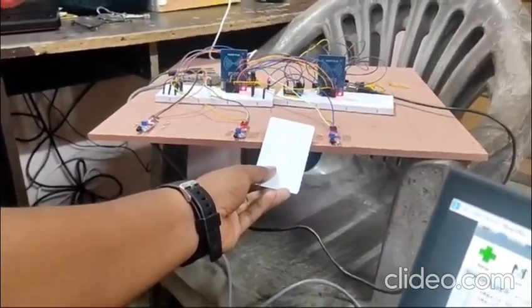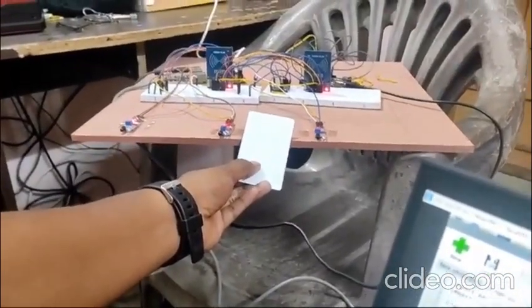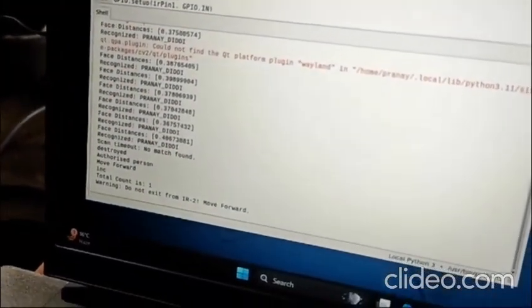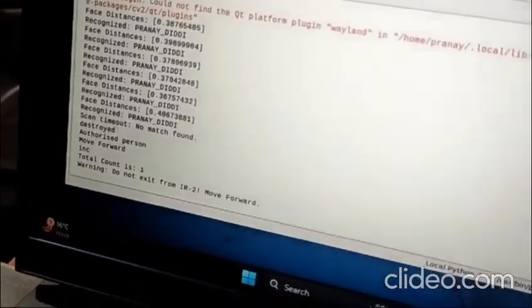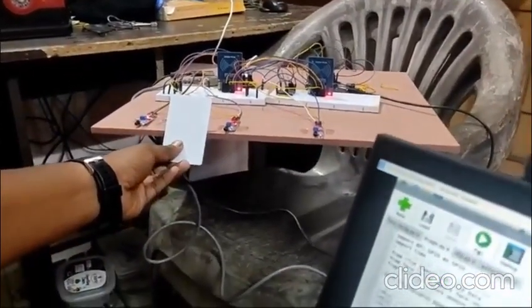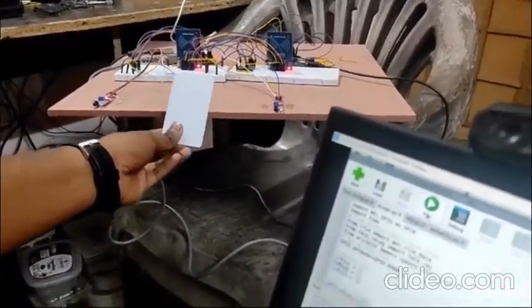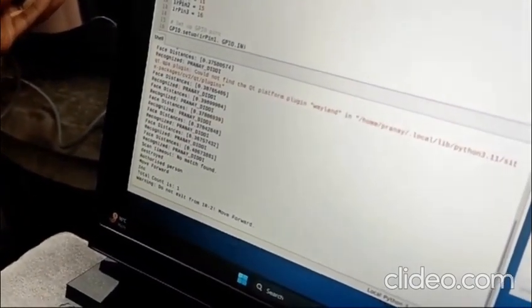But if this person does any malpractice, like going from the backside, backtracking through IR sensor 2, there is a first warning that says do not exit from IR sensor 2, move forward. If the person does the same thing with IR sensor 1 too, the attendance will be cancelled, and the total count will also be decremented. When the person moves forward from IR sensor 2, now there is no warning, because the warning was already counted once, and it's a legitimate move.